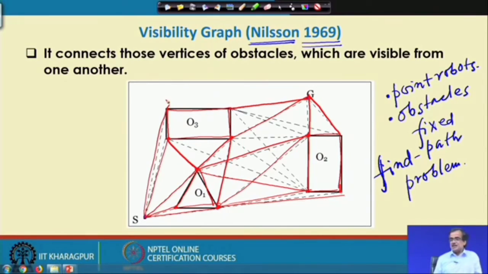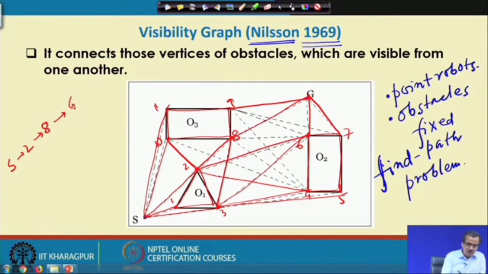Now, if I just do the numbering, say it is 1, 2, 3, 4, 5, 6, 7, 8, 9, 10, 11, and this is G. So, I can write down the different feasible paths. For example, one path could be starting from S, you go to 2, then 2 to 8, then 8 to G.